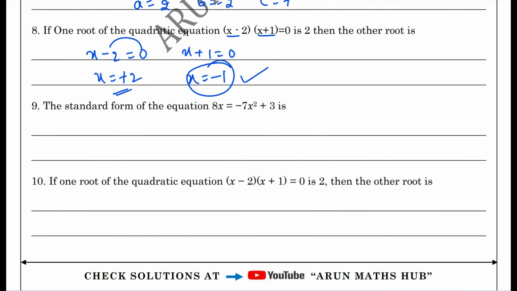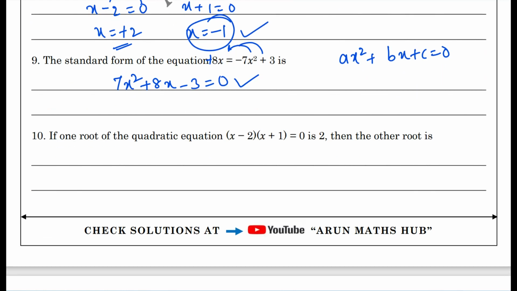The other root is minus 1. Again, what is the standard form of the quadratic equation? Shift all the terms to the LHS and write it in the form ax square plus bx plus c equals 0. That is minus 7x square, after shifting it becomes plus 7x square. Here plus 8x, we are not shifting; the plus 8x will be as it is. Plus 3, after shifting it becomes minus 3, equals 0. It is the standard form of the above quadratic equation.